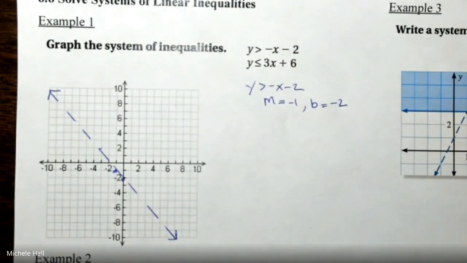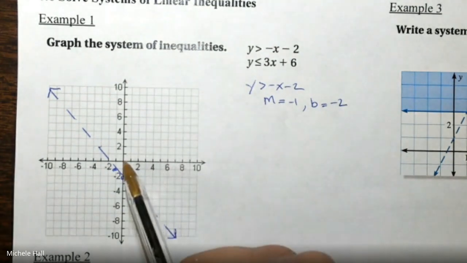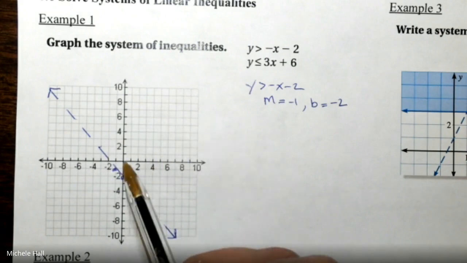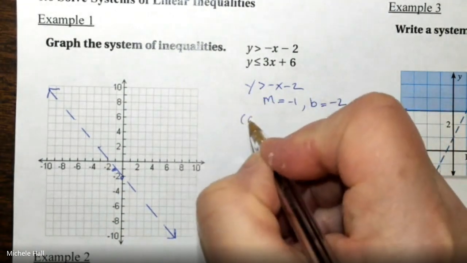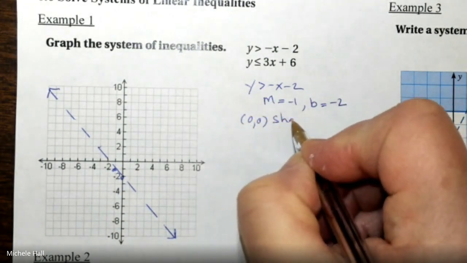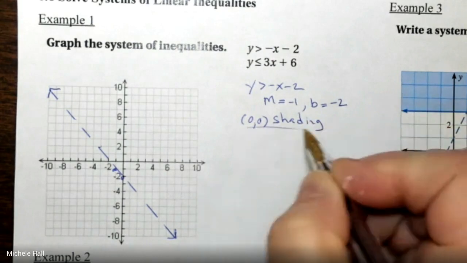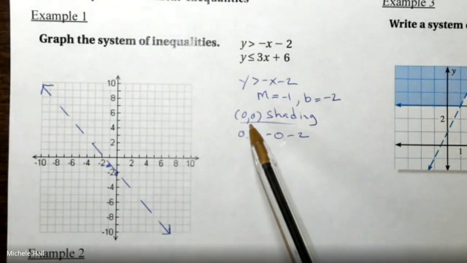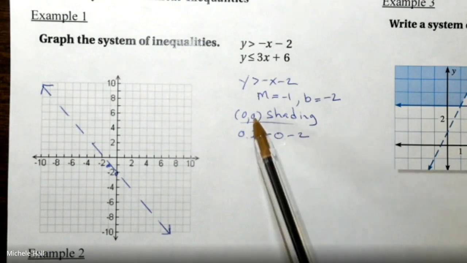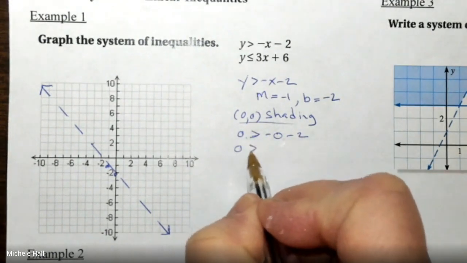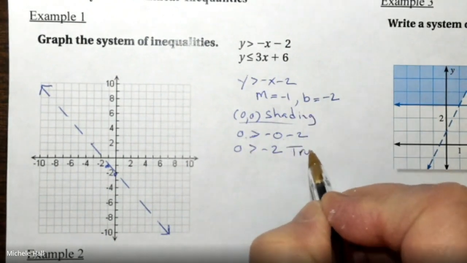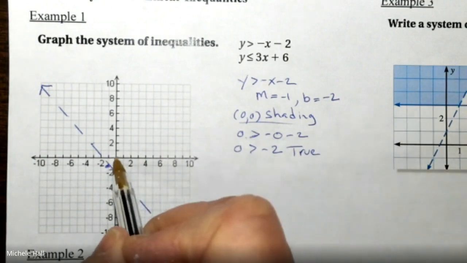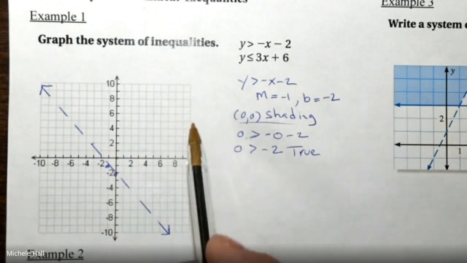Now I need to shade. I'm going to choose the point 0, 0. If I get a true solution, then I will be shading on this side of the line. If I get a false solution, then I'll be shading on the other side of the line. When I substitute in that x is 0 and y is 0, I get a statement that says 0 is greater than -2. That is true. That means I chose 0, 0, and I got a true statement. I'm going to be shading on this side of the line.